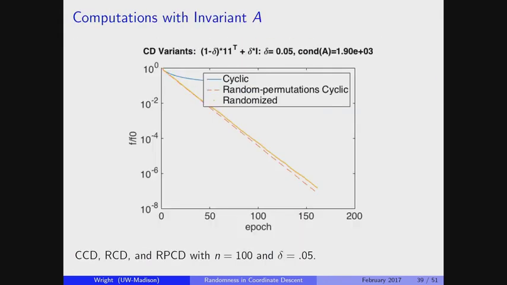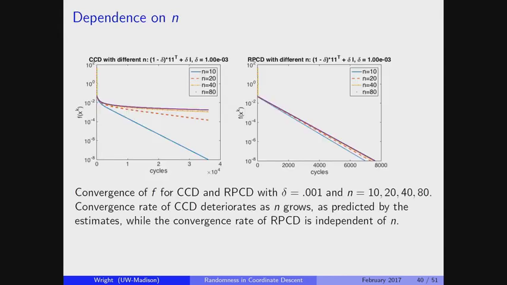Okay, and the computations confirm these differences between the 3 variants. This is just a version of this matrix A where delta is 0.05. Condition number is pretty high, about 1,000, 2,000. The cyclic variant here, it's sort of hiding behind the legend, but it's very slow. And the 2 random variants are very similar. And this is completely typical. Regardless of how you choose n and delta, you see pictures like this all the time.